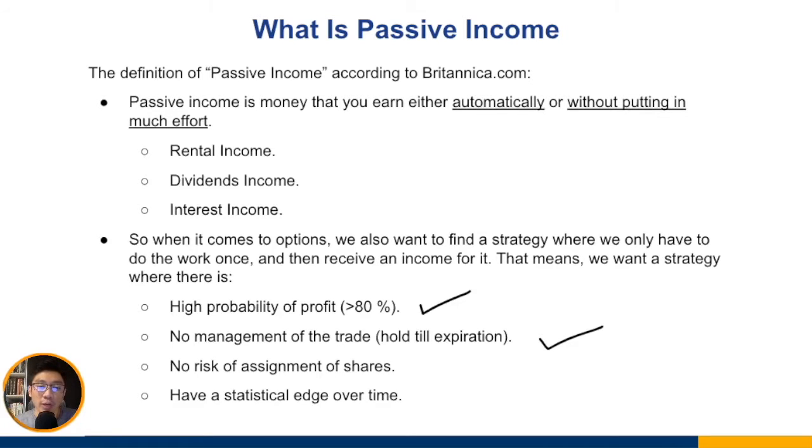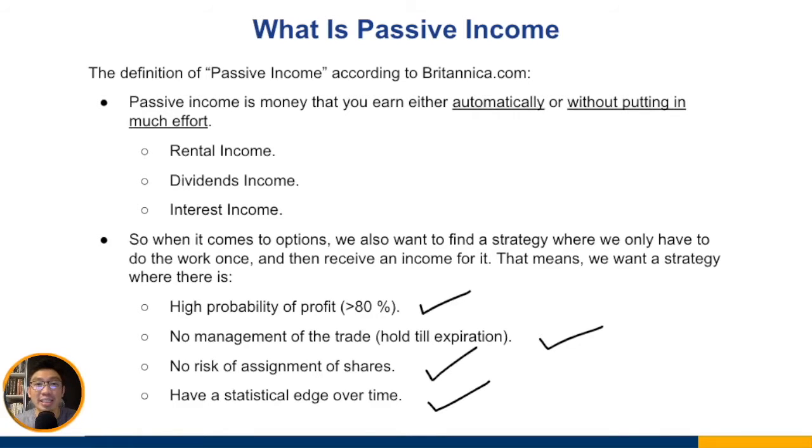Also, that means there must be no risk of assignment on shares. Because if you're going to get assigned on the shares, then it's not going to be that passive. You need to worry about how to unwind those shares. If you're going to be long shares or short shares, that's going to be quite a problem for your account, especially if you don't have the funds or the margin to hold on to those shares. And more importantly, we need to have a statistical edge over time. So this is the basis of how we want to create this passive income through options.